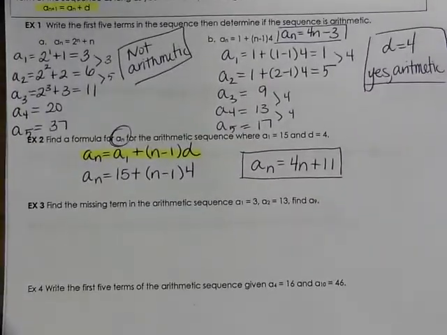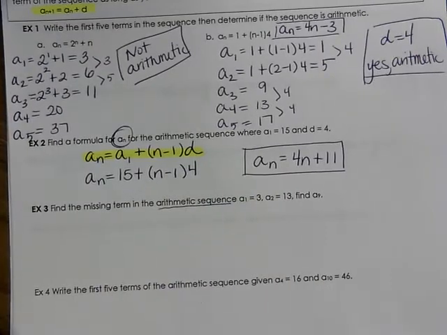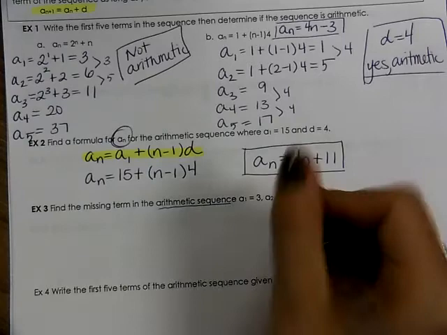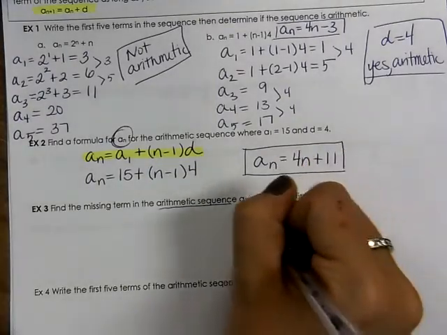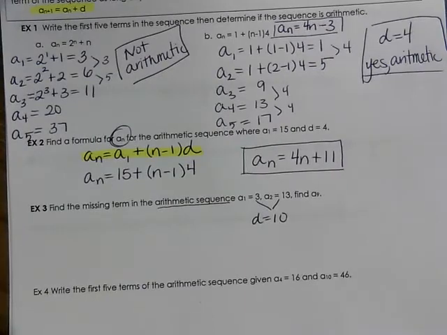All right, example 3. Find the missing term in the arithmetic sequence given A sub 1 is 3 and A sub 2 is 13. They want us to find A sub 9. Okay, so again, they're telling you this is arithmetic. What does that mean? We have a common difference. And how do I find it in this case? It's just 13 minus 3. They've given us 2 consecutive terms. So I know that D equals 10.